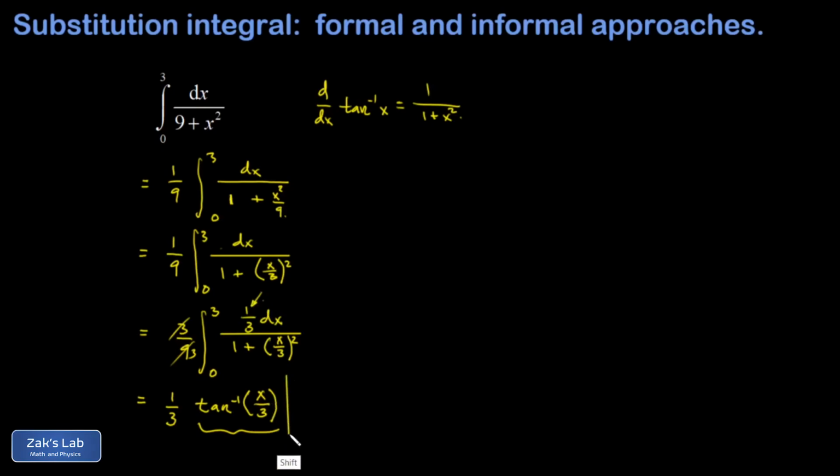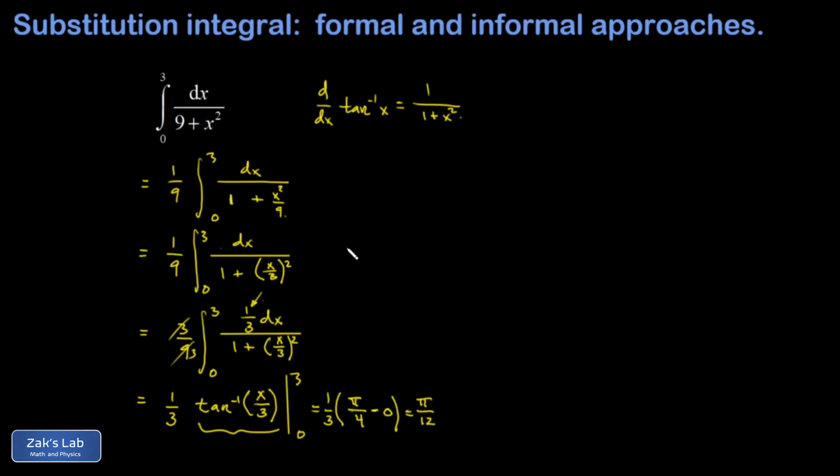Now we evaluate across the limits of integration, 0 to 3. Plugging in the upper limit, I get the inverse tangent of 1, the angle whose tangent is 1, and that's pi over 4. And then in the lower limit, the angle whose tangent is 0, and that's 0. And so I get pi over 12.